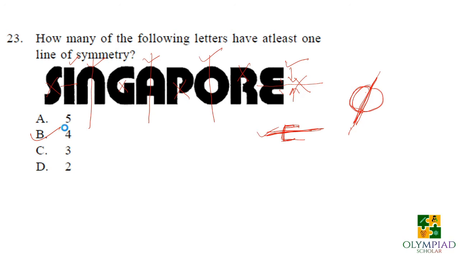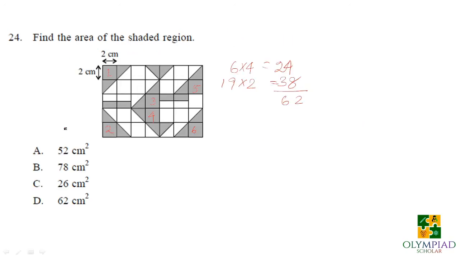Okay, let us jump on to the next question, which is question number 24. This is also a very easy kind of question, but I will tell you how to take less time to solve this. First of all, you need to observe that the length and the breadth, that is the side of each square.